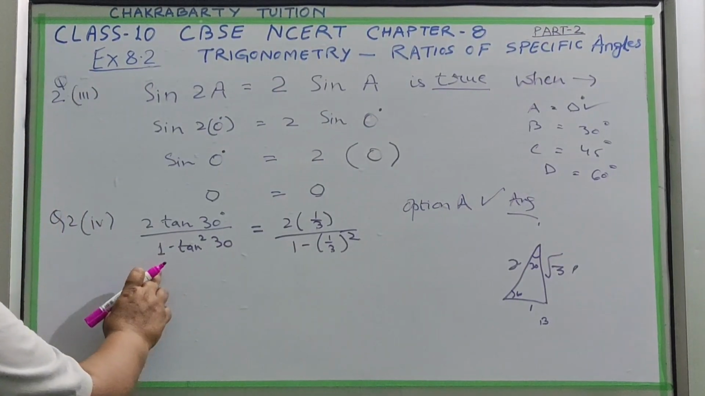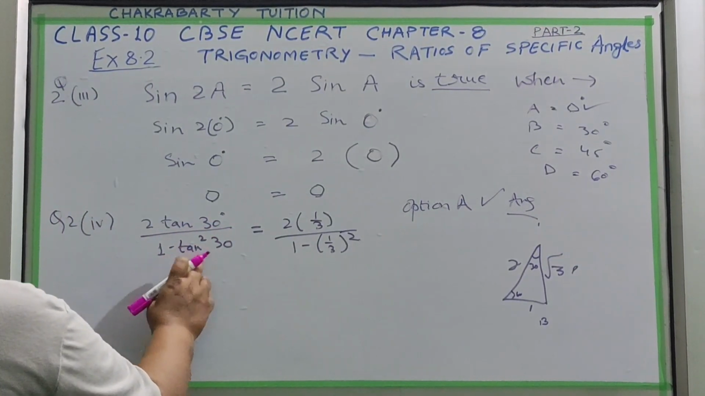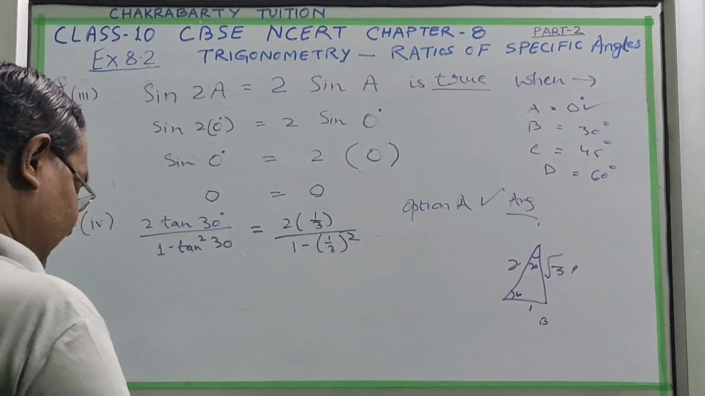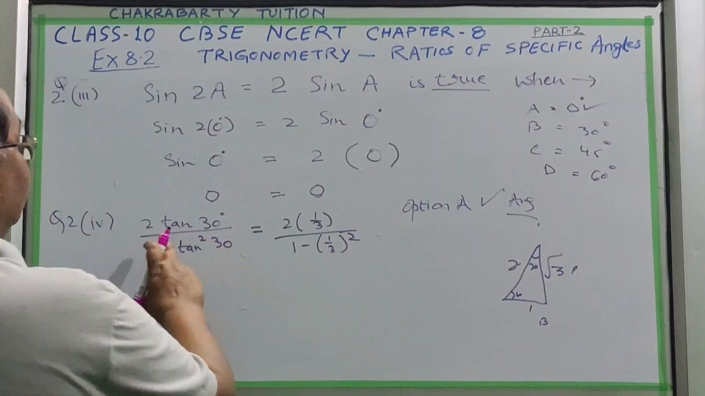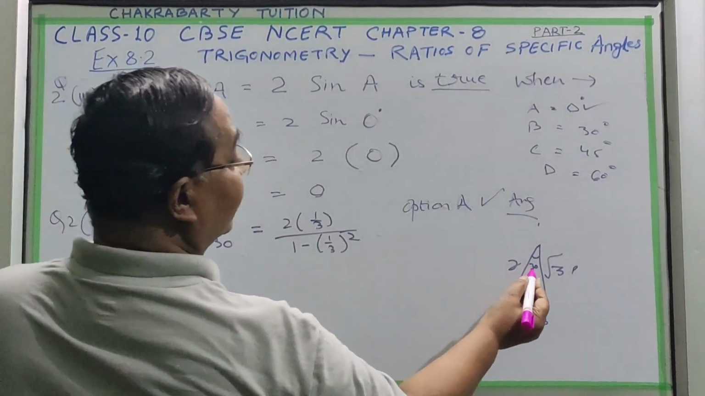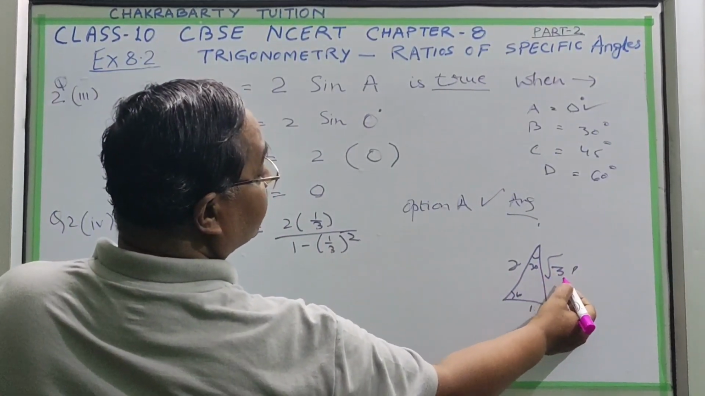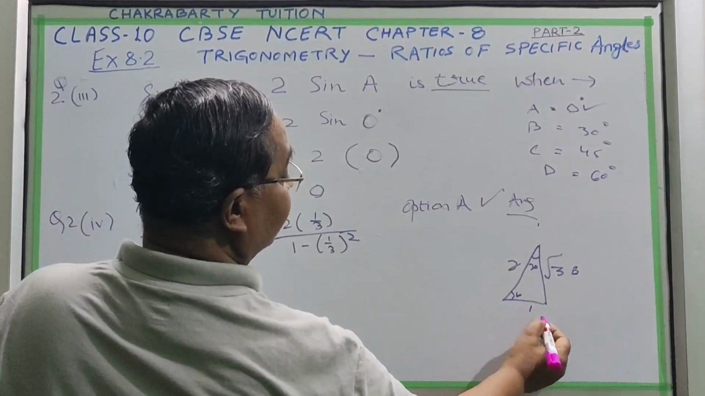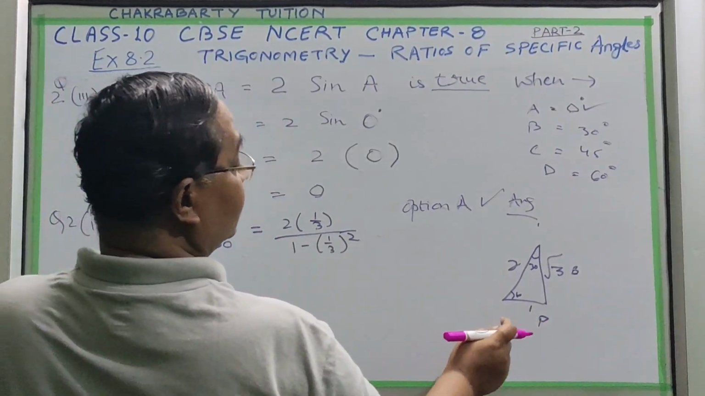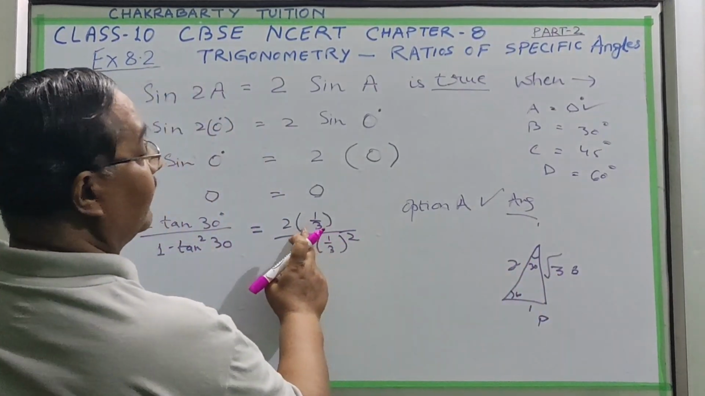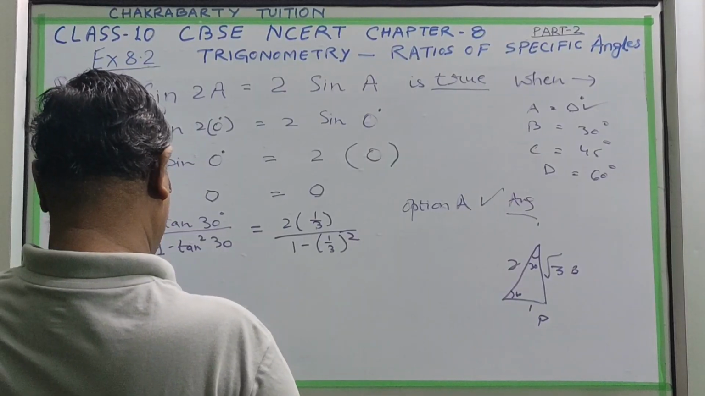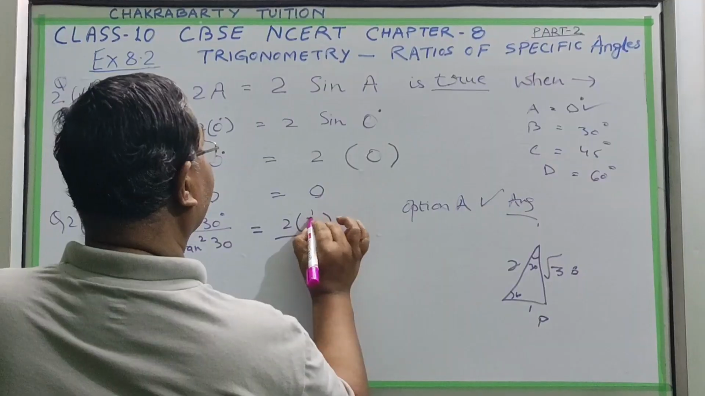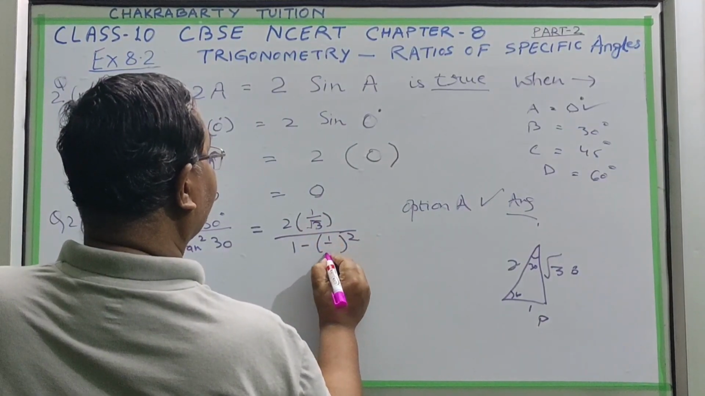So the next question is 2 tan 30 upon 1 minus tan square 30. You have to solve and choose the correct option. So 2 will remain like this, tan 30. Tan 30 means from here you have to look. So this becomes the base, and this becomes your perpendicular. Okay, so tan 30 becomes 1 upon under root 3.